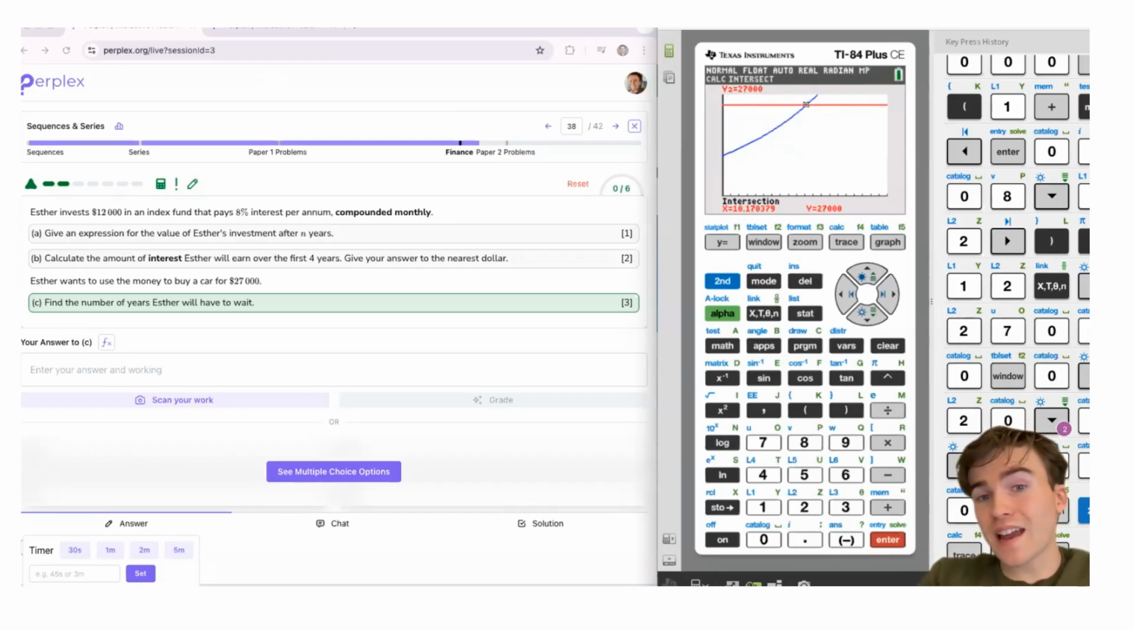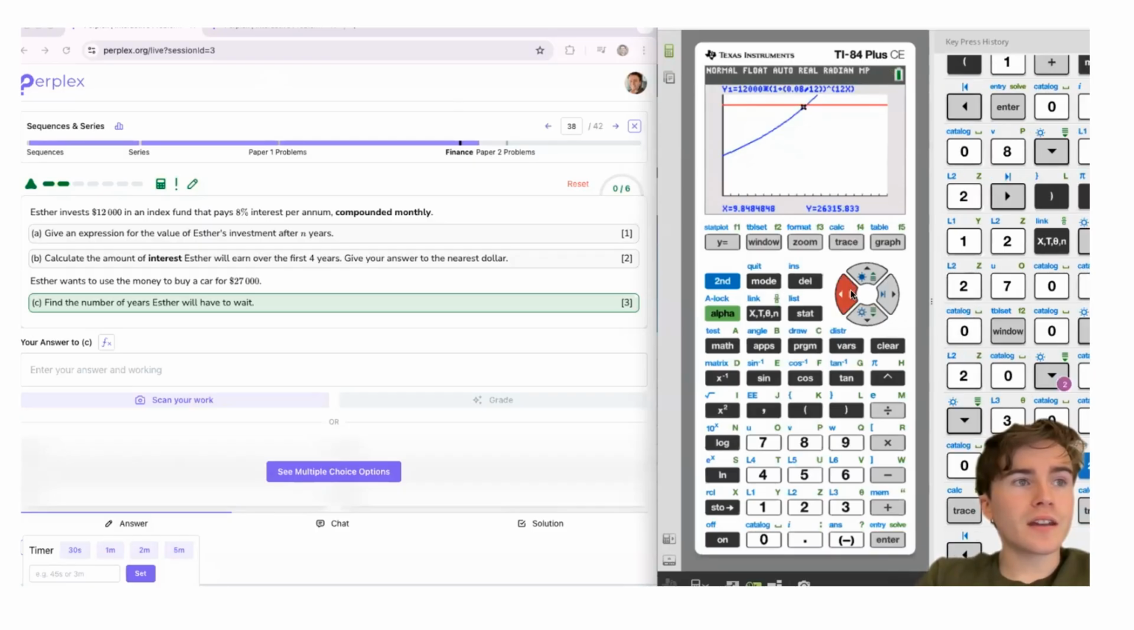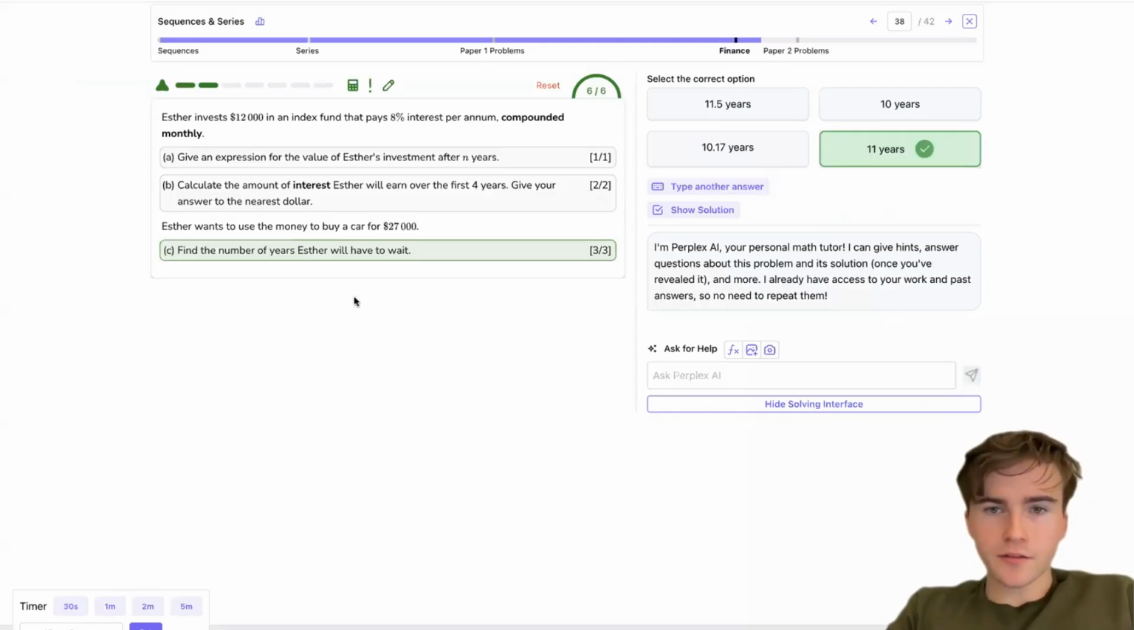But we can't round down, because after 10 years she will only have 26,635. So it's not enough, right? She needs to have 27,000, which means that actually the answer is going to be n is equal to 11 years, okay? 11 years is the answer.